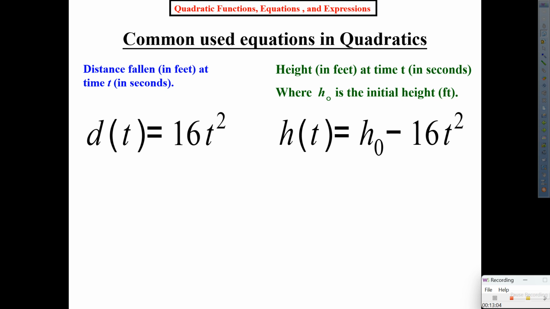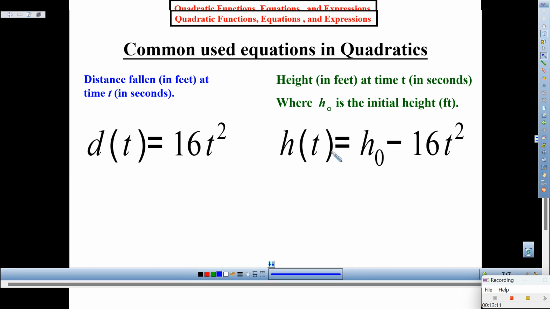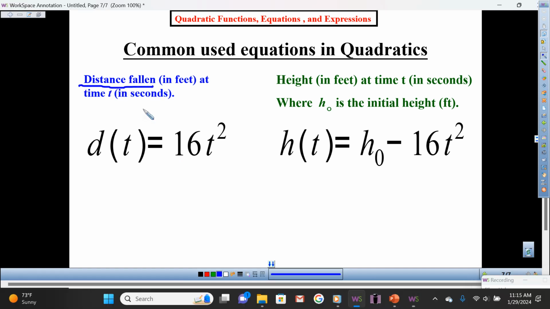All right, so here goes. Let me break down the first formula. Look up to the screen. It says distance fallen. That means this pertains to what? Distance. Yes, that's distance. And then we have time in t seconds. That means this t right here, if you want to do that in red, you remember this is talking about what? Seconds. Time in seconds.